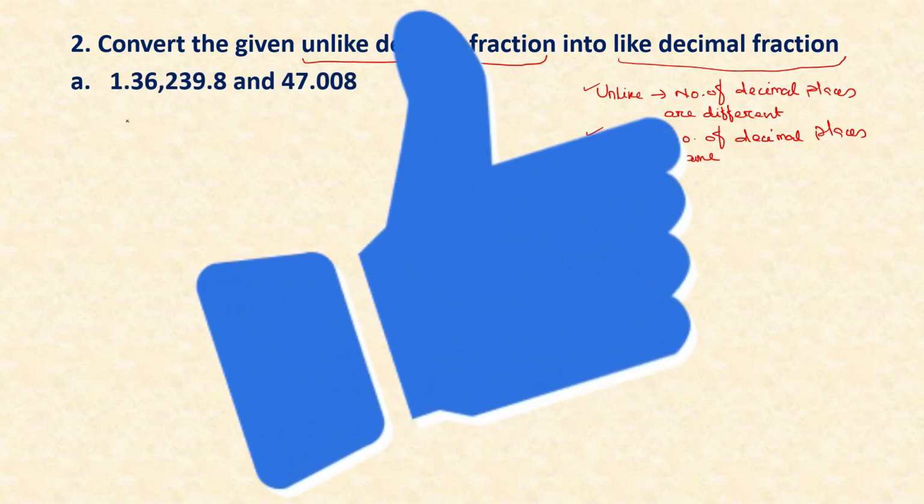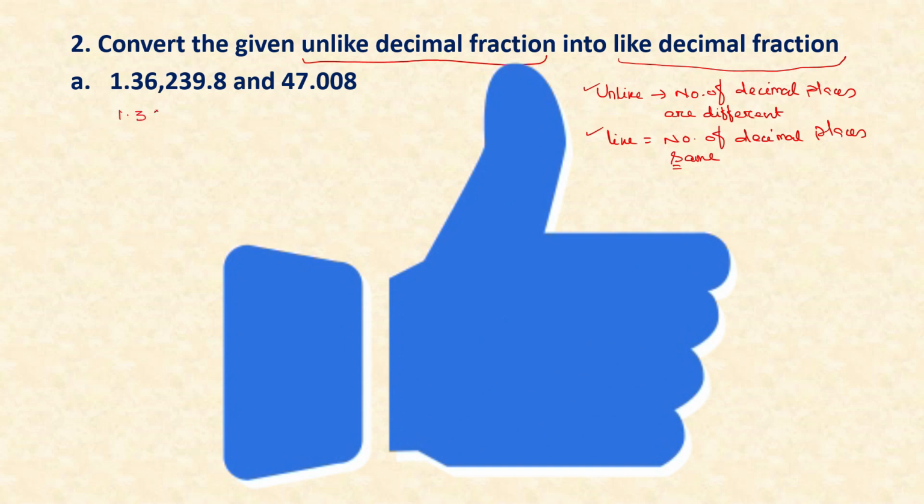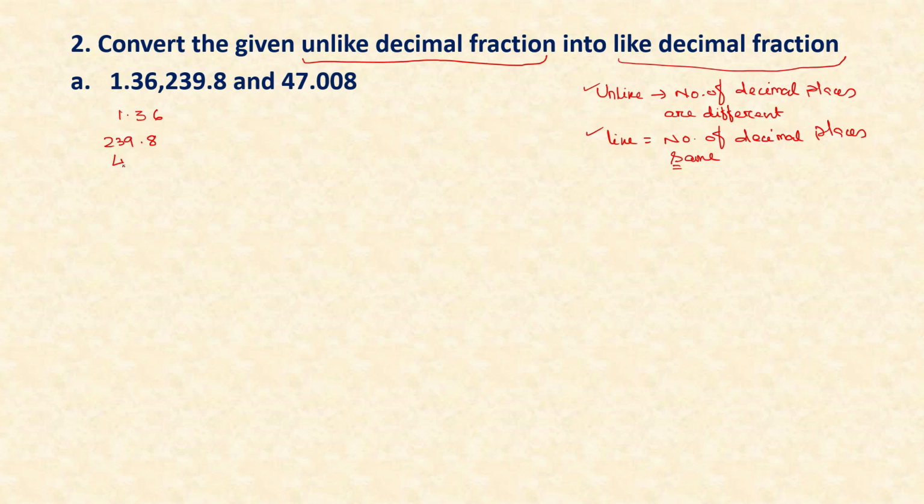So now the question is, this is 1.36, this is 239.8, and this is 47.008. So how many decimal places are there for this decimal fraction 1.36? There are 2 decimal places. Then if you look at this decimal fraction, there is only 1 decimal place. For this decimal fraction, there are 3 decimal places.